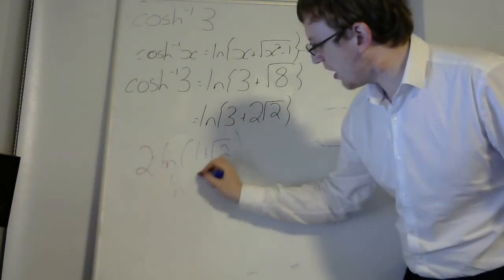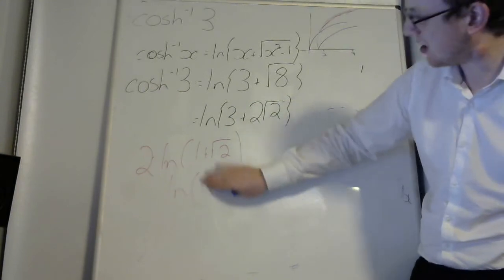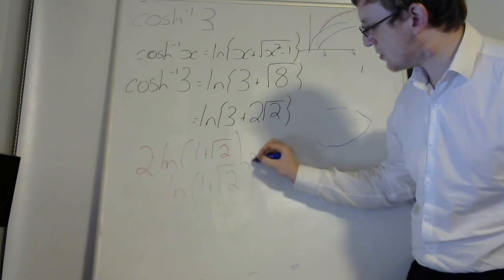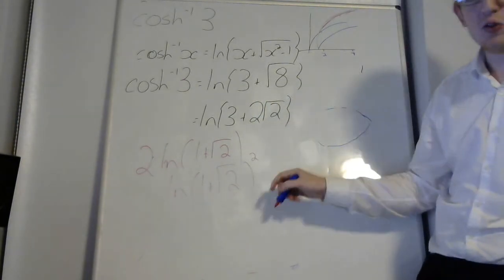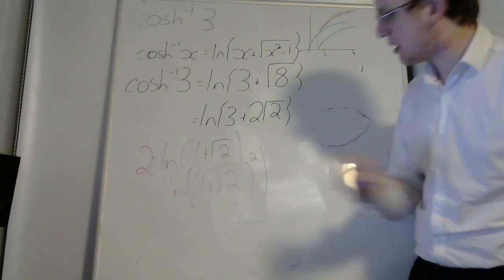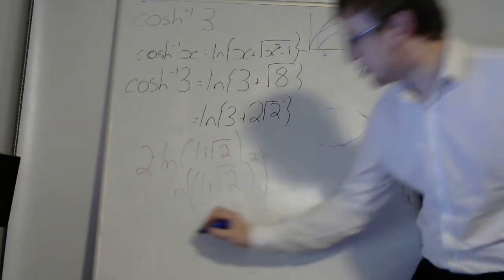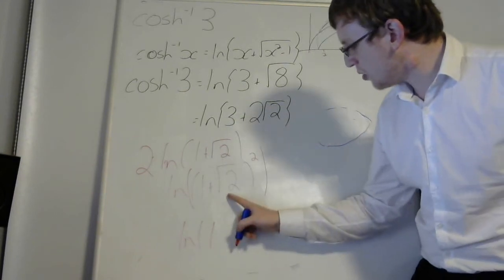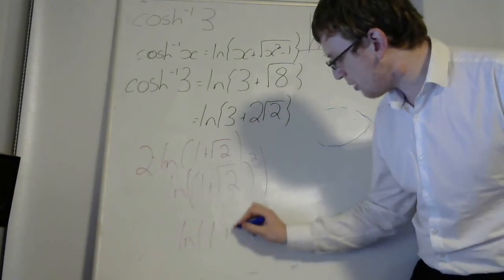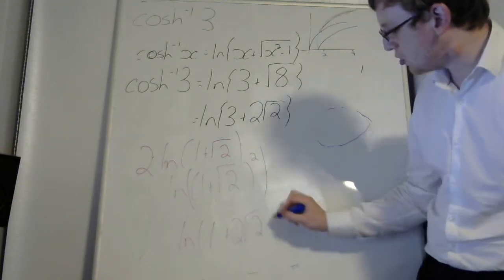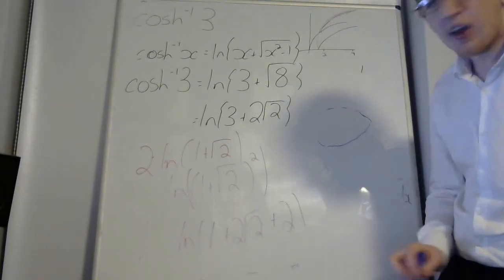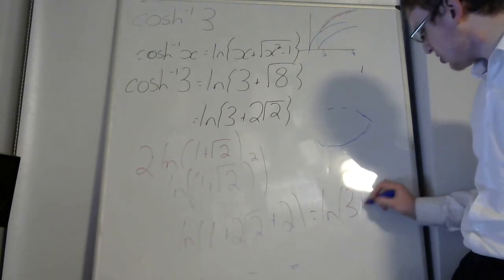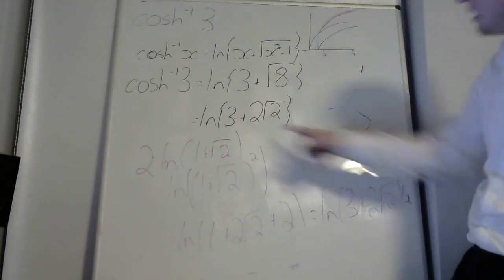I can't write it there, definitely not. I can make it the power using my rules of logarithms. So that's ln of 1 plus root 2 squared. Maybe brackets here as well to make it a little bit neater. 1 plus root 2 squared: 1 squared is 1, root 2 times 1 is root 2, 2 lots of that would be 2 root 2, and then root 2 squared is 2. So I've got ln of 3 plus 2 root 2, which is what I had earlier.